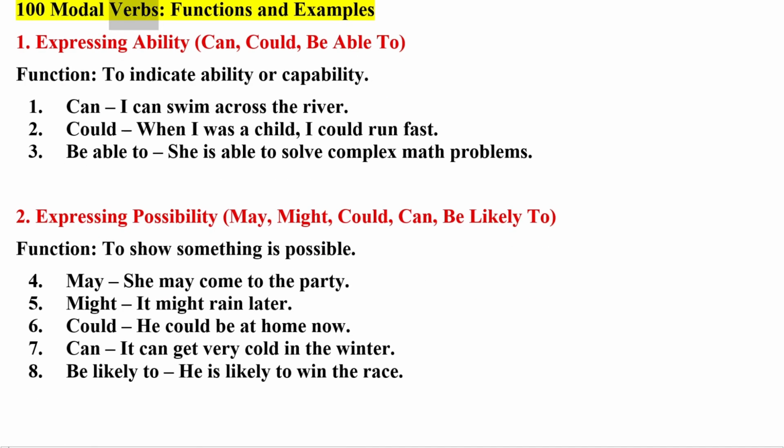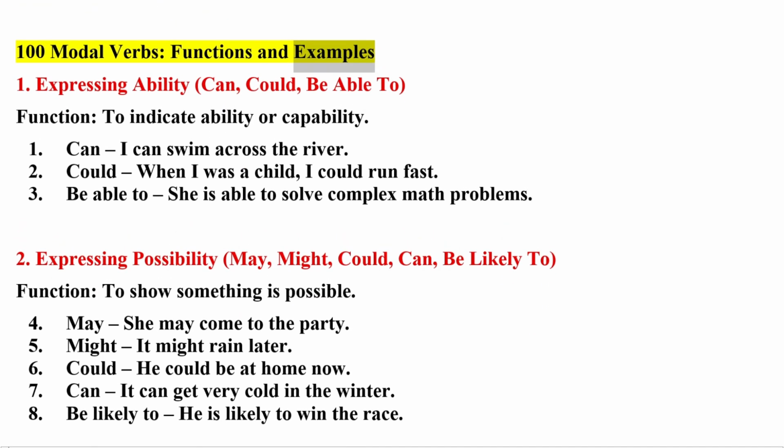100 modal verbs, functions and examples. 1. Expressing ability: can, could, be able to. Function, to indicate ability or capability. Can, I can swim across the river. Could, when I was a child, I could run fast. Be able to, she is able to solve complex math problems.